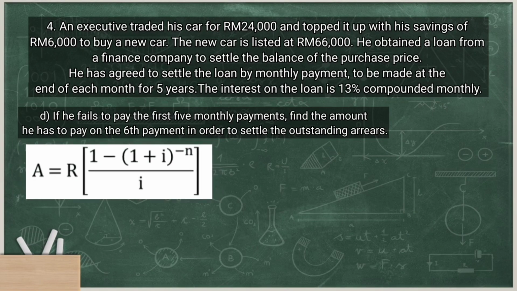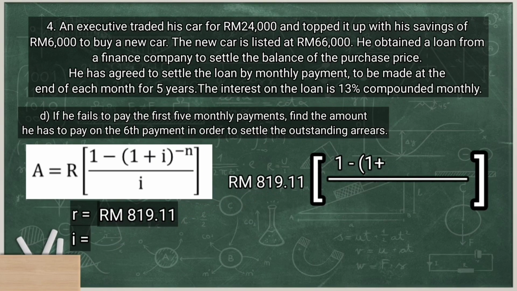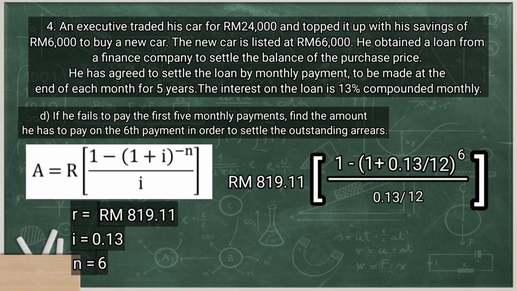We will use the future value formula on this. So, we will put in the values, where R is 819 ringgit 11 cents, I is 0.13 divided by 12, and N is the number of times payments were made. We will put that as 6. So, our equation will look like this, and when we do the math, we will get 5,049 ringgit and 70 cents.